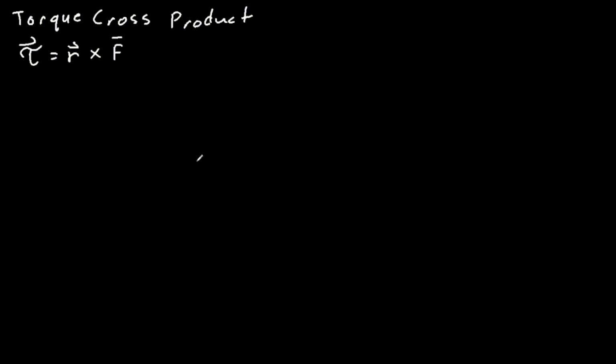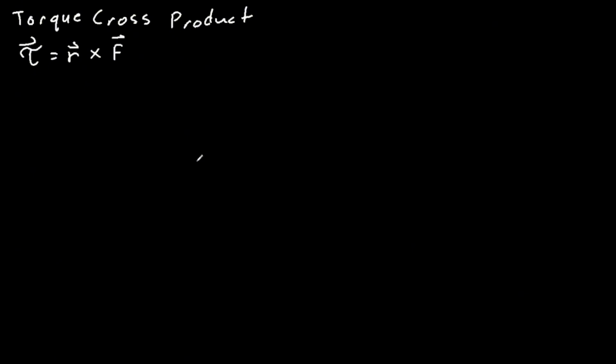Today we'll be solving for torque using cross product. So torque is represented as the tau symbol, and torque is the r vector crossed with the force vector.